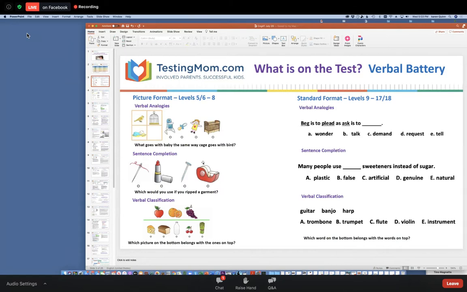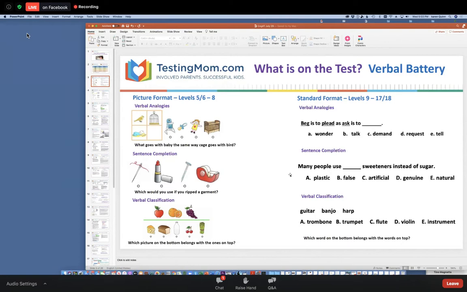For sentence completion, and this is the one that is different for the younger students, they get 3 or 4 pictures, and they ask a question. What would you do if you ripped a garment? And to answer these, younger students really need to have a good vocabulary. They need to understand what ripped means. They need to know what a garment means. And then they choose the answer.